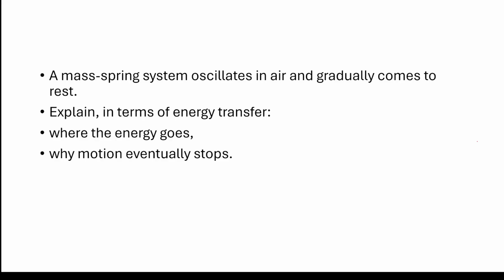A mass spring system oscillates in air and gradually comes to rest. All right, so if it's gradually coming to rest, it is damping. And because it is oscillating for some time, what kind of damping is it? It is an underdamped system. Explain in terms of energy transfer where the energy goes. As it loses energy, the energy is going to the surroundings as heat or sound. Why does the motion eventually stop? Because it ends up losing all of its energy. All of its kinetic energy is lost to the surroundings as heat or sound, so it eventually stops.